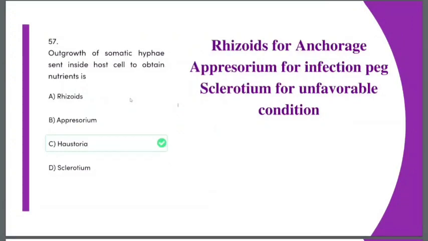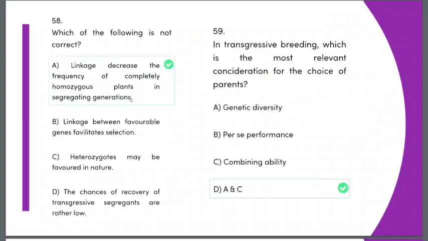57th is outgrowth of somatic hyphae sent inside host cell to obtain the nutrient is. For nutrient, we know that haustoria is used. Rhizoid is used for anchorage. Appressorium is used for infection peg formation, and sclerotium, we know that it's used for survival in unfavorable condition.